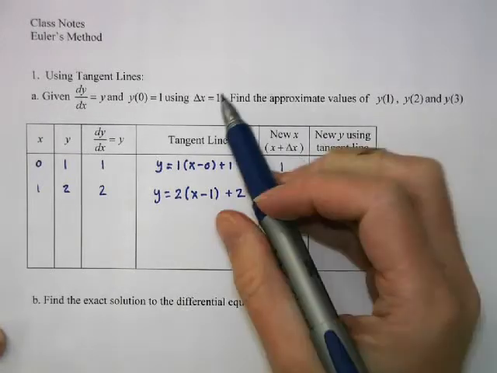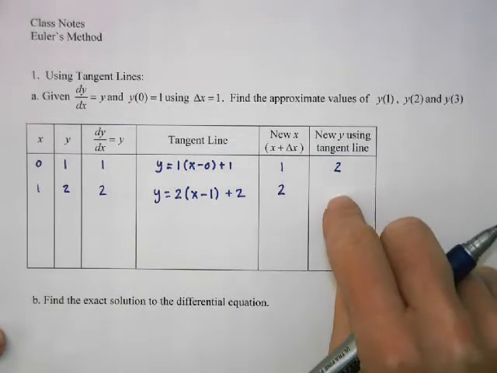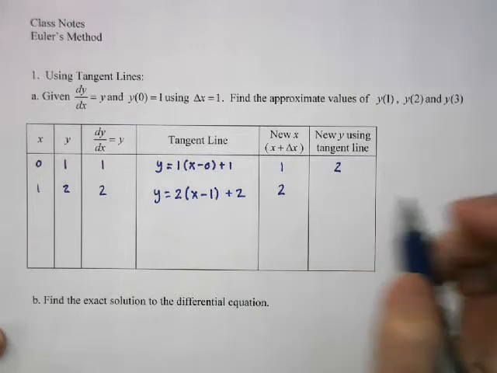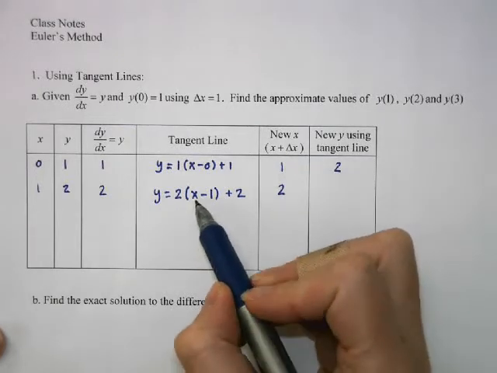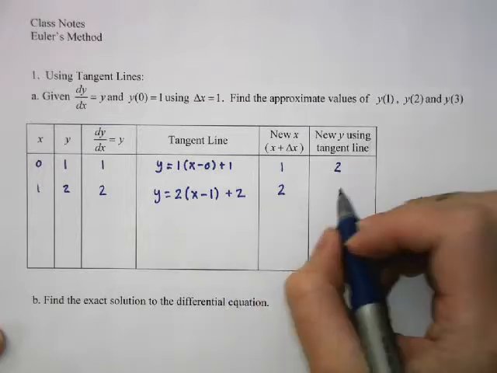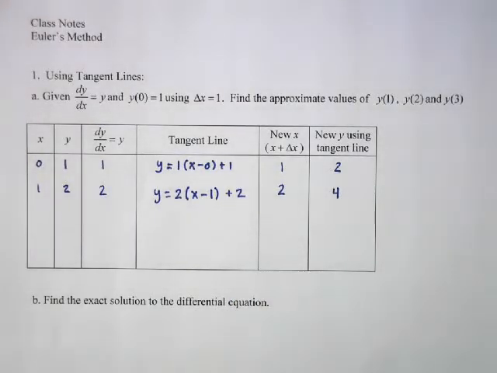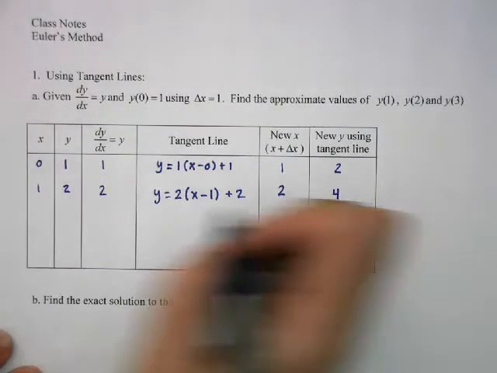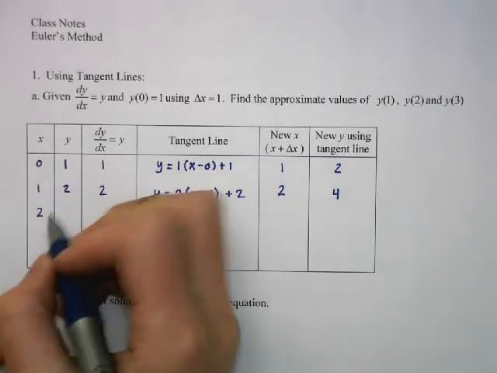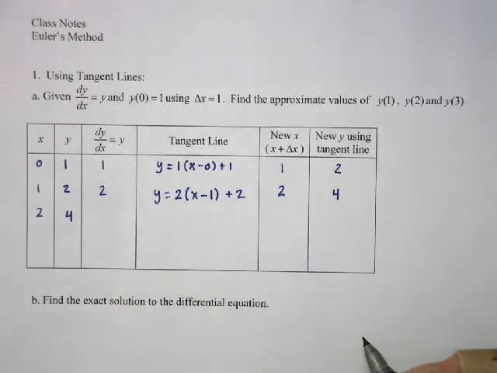So my new x, we're going up another 1, is 2. And my new y is going to be, plug in 2 here. So 2 minus 1 is 1. So 2 plus 2, my new y is 4. So based on the slope at that point, we went up 2 this time. So let's do this again with the point (2, 4).